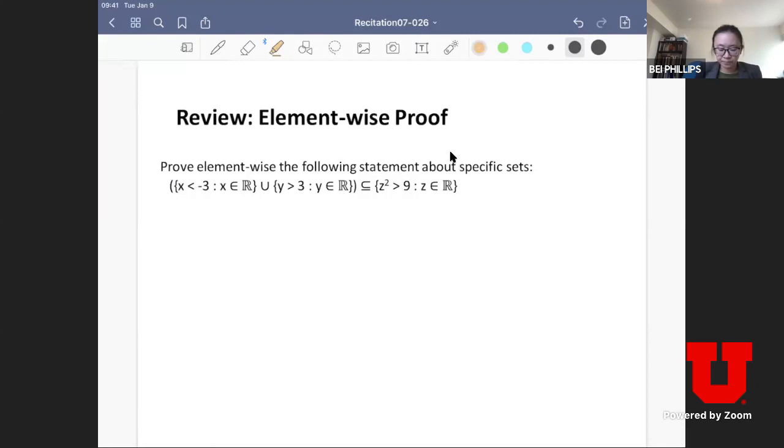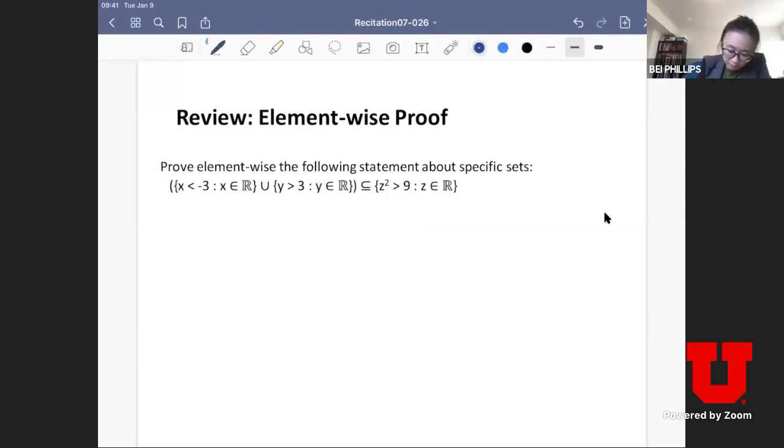We want to prove that the following sets are subsets of each other. You have 1 minute to think about how you might want to prove this problem. I'll start the timer. You can start now. Okay, so just a quick hint for this problem.